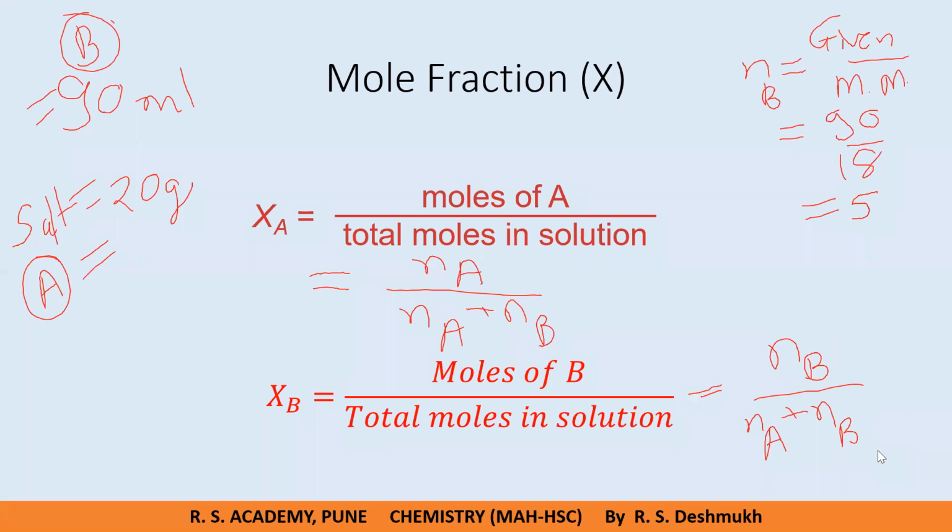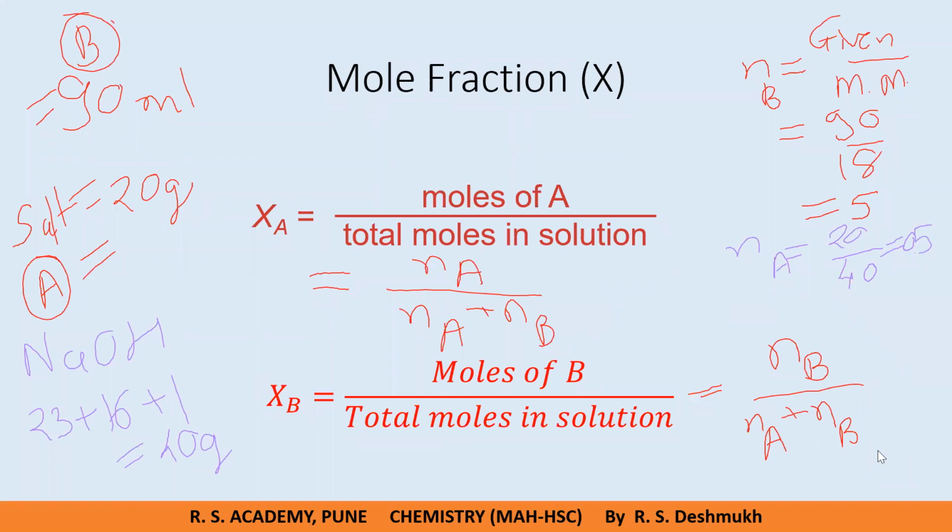Second thing, I am saying salt. What is the formula for salt? It is NaOH. What is the molecular mass? It is 23 plus 16 plus 1. That is 23 plus 16, 39, plus 1, 40 gram. That is the molecular mass. So if I want to find out the moles of A, what does it become? Given mass is 20 and molecular mass is 40. So how much does it become? It becomes 0.5.